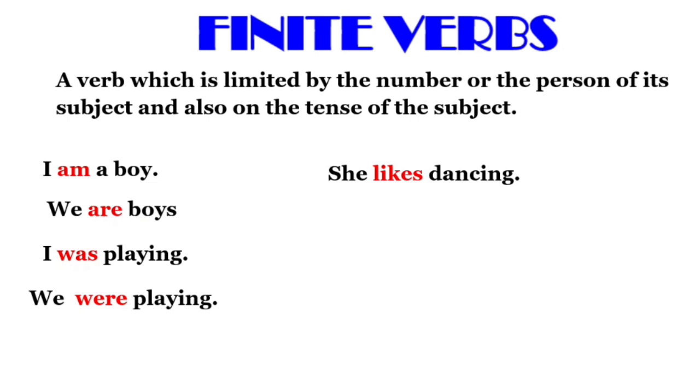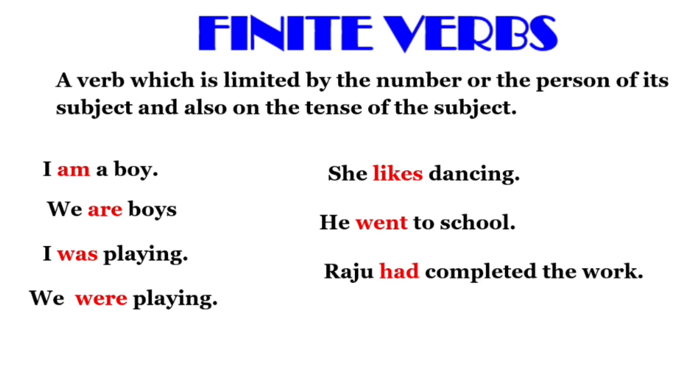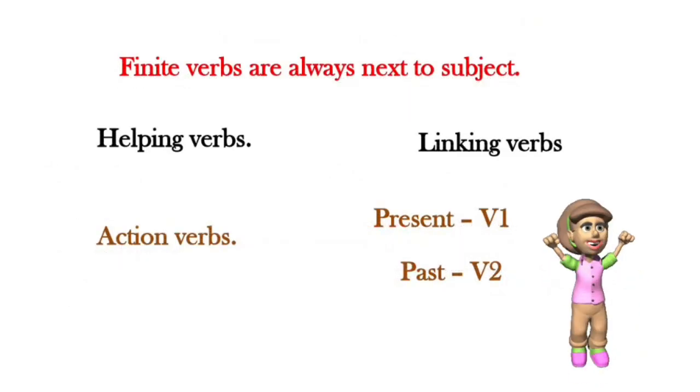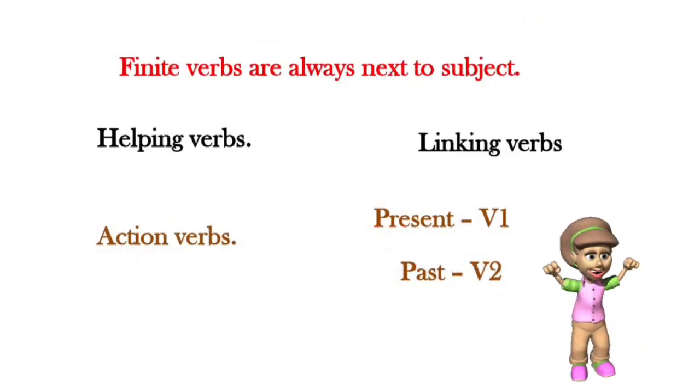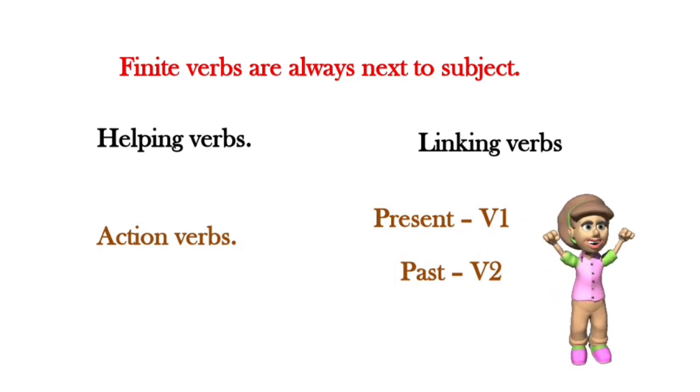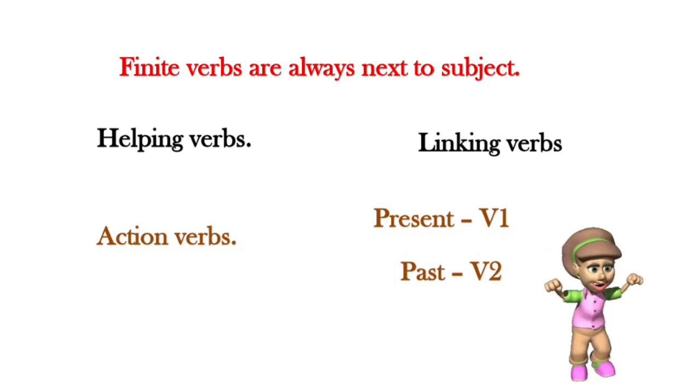Now see some more examples. She likes dancing. He went to school. Raju had completed the homework. See here, likes, went, had, they are all called finite verbs. If you want to identify these finite verbs, it is very easy. The finite verb always comes next to the subject.